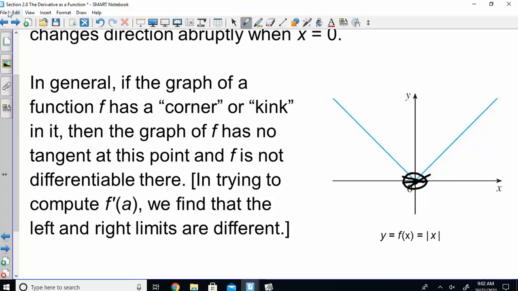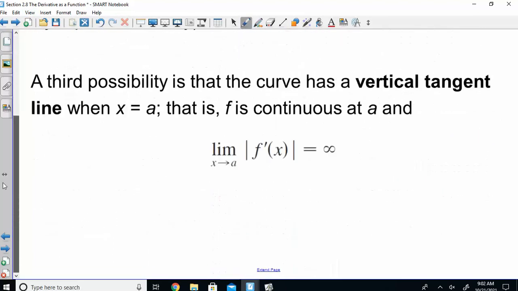Second case, I just got done telling you that it has to be continuous to be differentiable. So if it's not continuous, it's not differentiable. If you have a break in your graph, can you draw a tangent line? No, so it's not differentiable there. Third case is when you have a vertical tangent line. Because a derivative is the slope of a tangent line. What's the slope of a vertical line? Undefined, so the derivative doesn't exist.